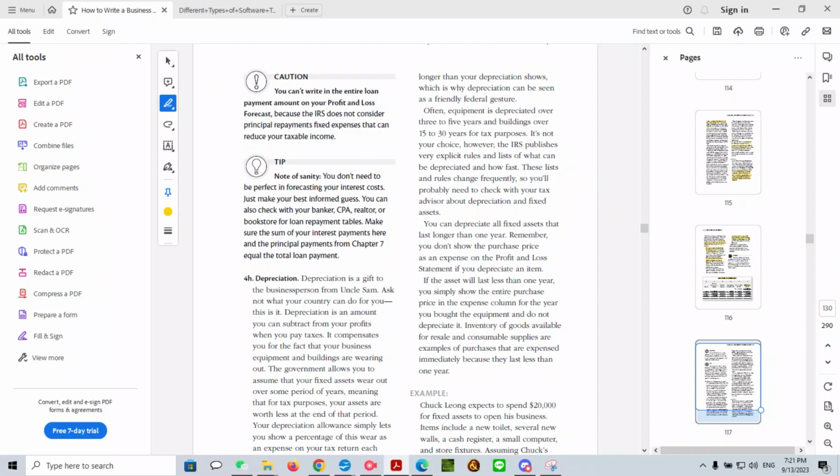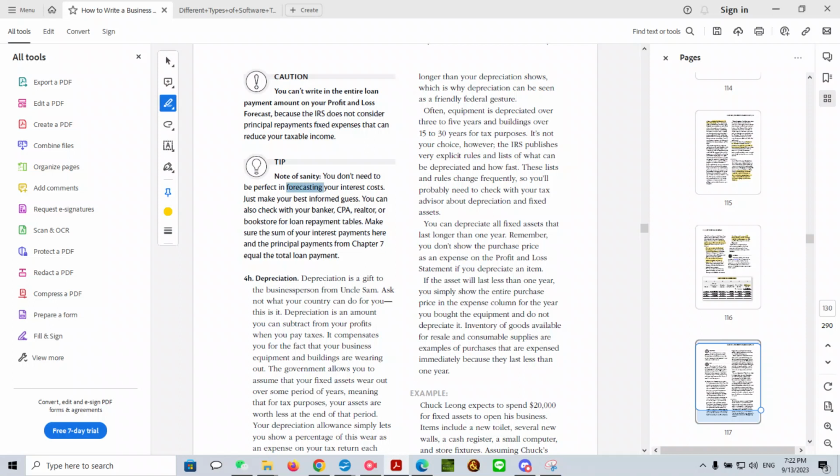Now, keep in consideration that you can't write off the entire loan payment amount on your profit and loss forecast because the IRS does not consider principal payments expenses that can reduce your taxable income. Also, a note of sanity: you don't need to be perfect in forecasting your interest costs. Just make the best informed guess. You can check with your banker, CPA, realtor, or bookstore for loan repayment tables. They can give you that information.